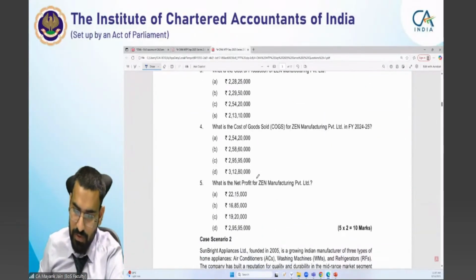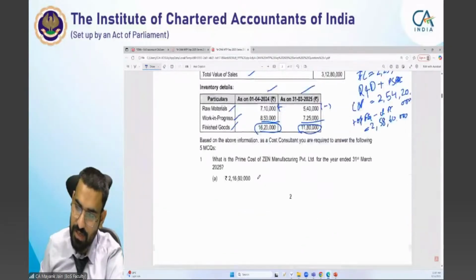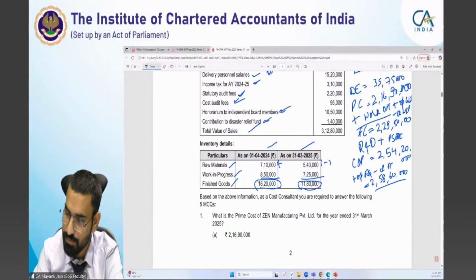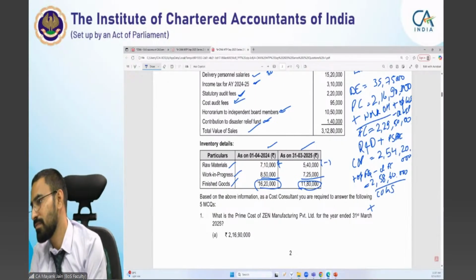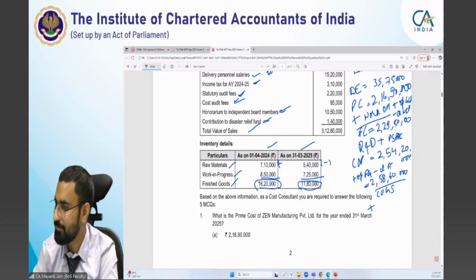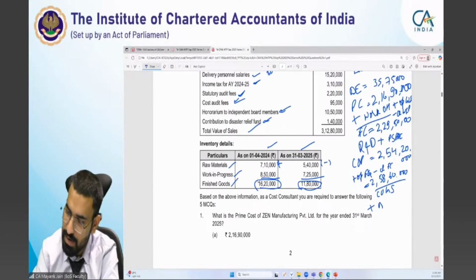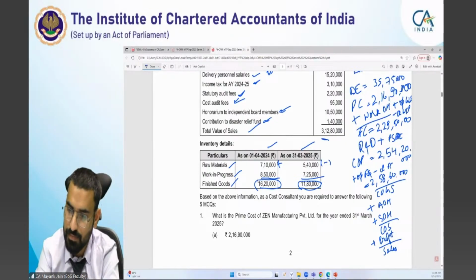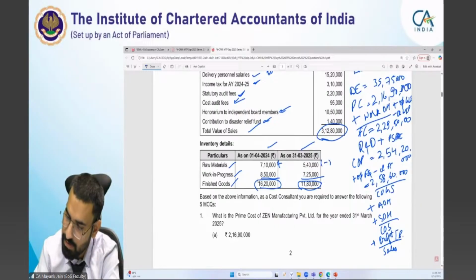The next requirement of the question is the net profit for Gen Manufacturing. How will we calculate the net profit? What will we add to COGS? Tell me. Yes Kanika, we will add admin overhead, after that we will add selling overhead. In this way, we get the cost of sales plus profit, and we are given the sales value. So this may be the balancing figure.